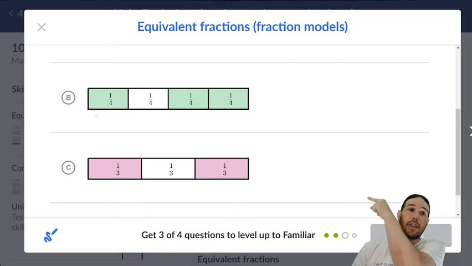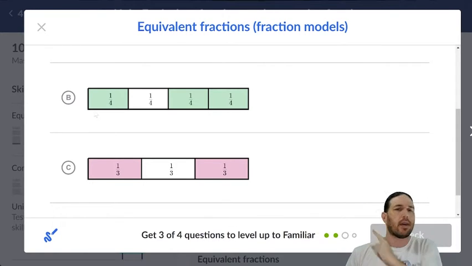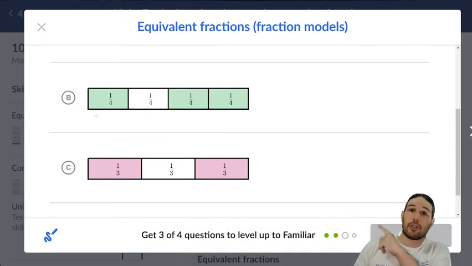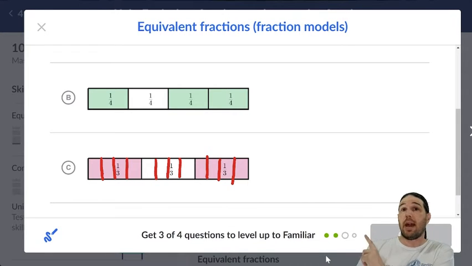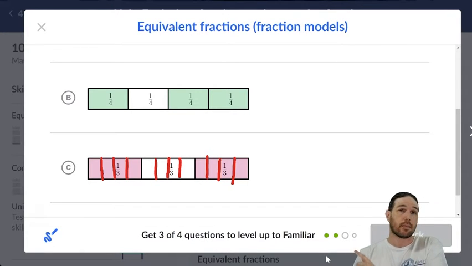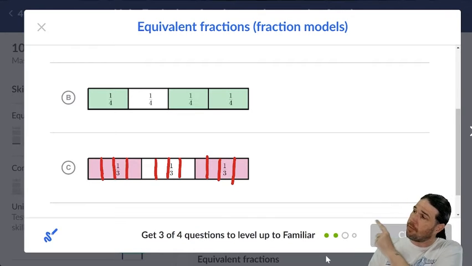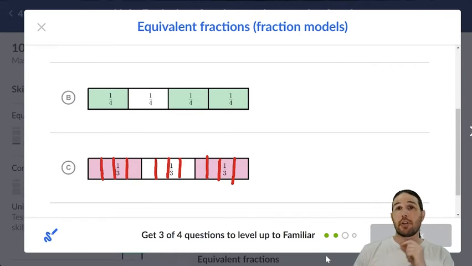If I wanted to take this pink and white rectangle here, and cut it into 12 pieces instead of 3, how much would I have to segment each one into? Well, I'd have to cut each one into fourths. Boom, boom, boom. There's 1, 2, 3, 4 there. Boom, boom, boom. Now, once again, if you count, there are 12 equal pieces, and 8 of them, yes, 1, 2, 3, 4, 5, 6, 7, 8, are shaded.